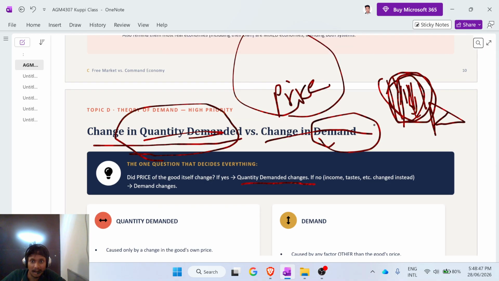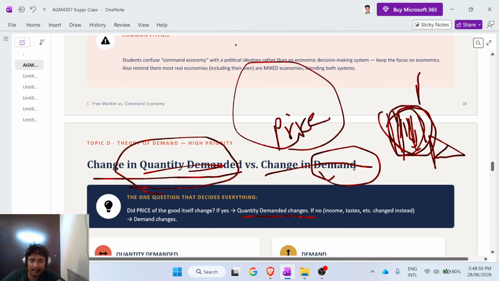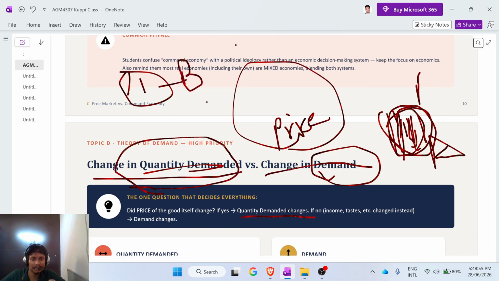But the other one is good B. Now, in everything we have to decide, we have to ask only one question: did the price of the good itself change? Which means we have to consider the price. If the price changes, the quantity demanded will change. If the price of the good is constant, not changed, the demand will be changed.